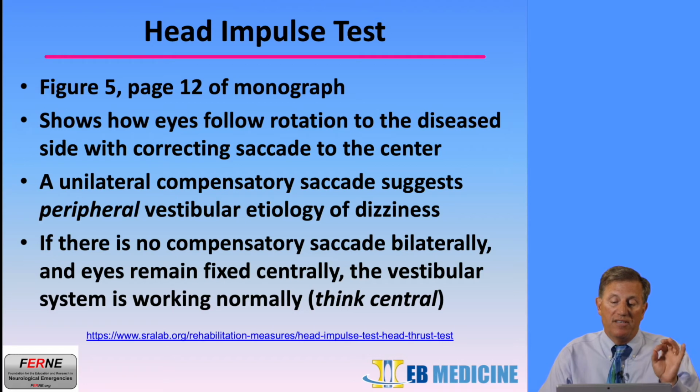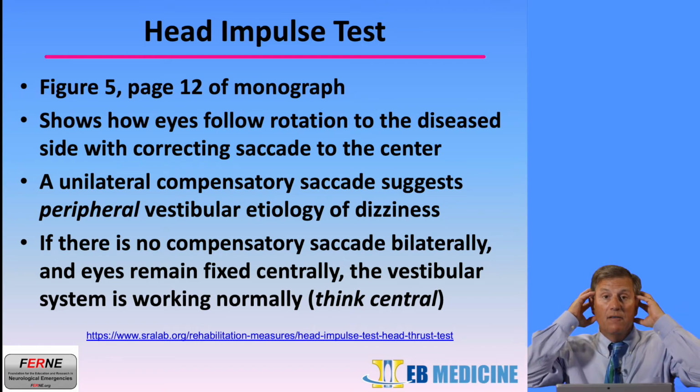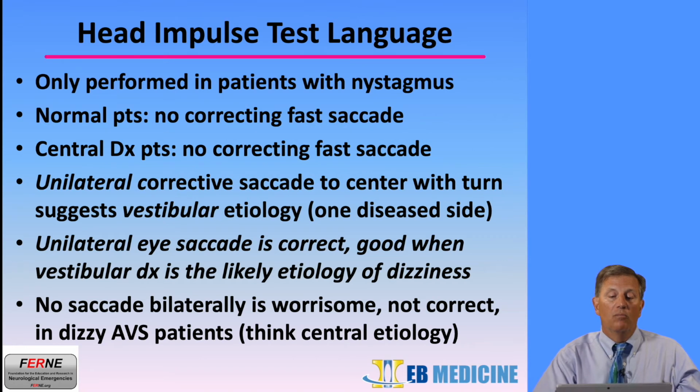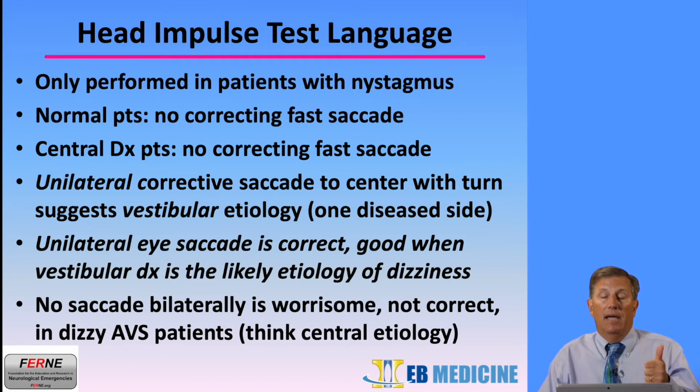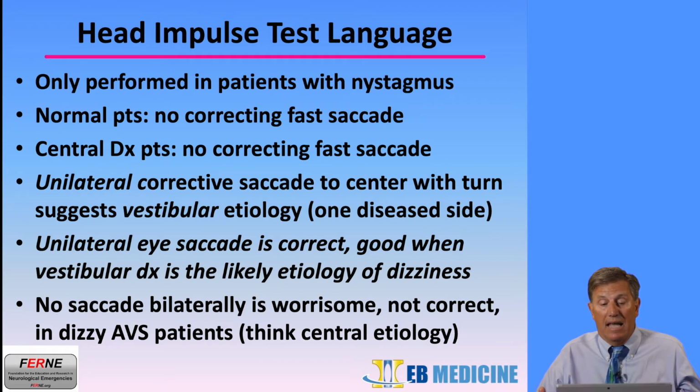If there is no compensatory saccade bilaterally, no quick saccade on either side, no lag, no suggestion of a diseased vestibular system on one side or the other, and your eyes are correcting automatically on their own, this suggests that the vestibular system is working normally, and then you must think of a possible central etiology such as a posterior ischemic event. So, head impulse test language in our electronic medical record. It's only performed in patients with nystagmus. It's performed in patients with acute vestibular syndrome to exclude stroke, posterior system stroke. In normal patients, there will be no correcting fast saccade, and in those with a possible central etiology such as posterior ischemic stroke, there's no correcting fast saccade.